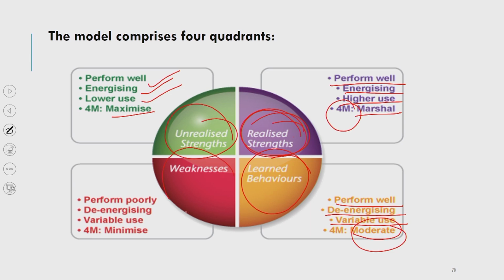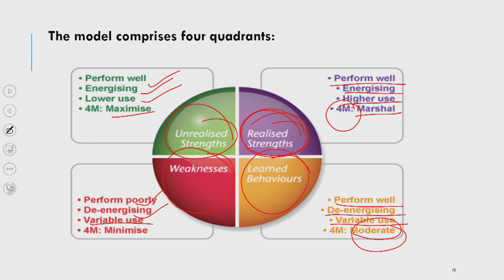The fourth dimension is weaknesses. Opposite to strengths are weaknesses. We also have weaknesses. Weaknesses are generally related to poor performance. They de-energize, meaning they drain our energy; they are not energizing situations.